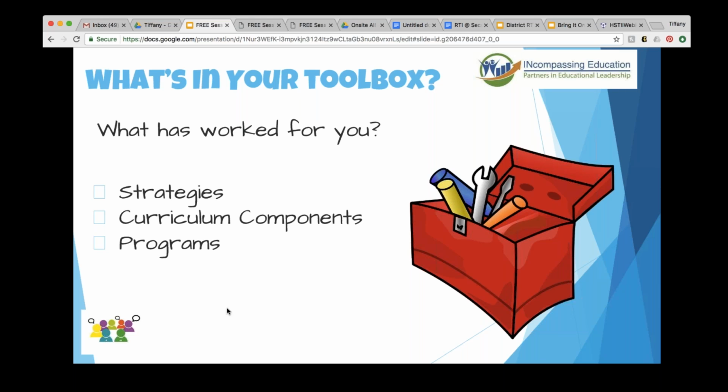So I want you to pause the video, take a moment to reflect upon those particular points, and then go ahead and write down what you have in your toolbox that has worked for you.